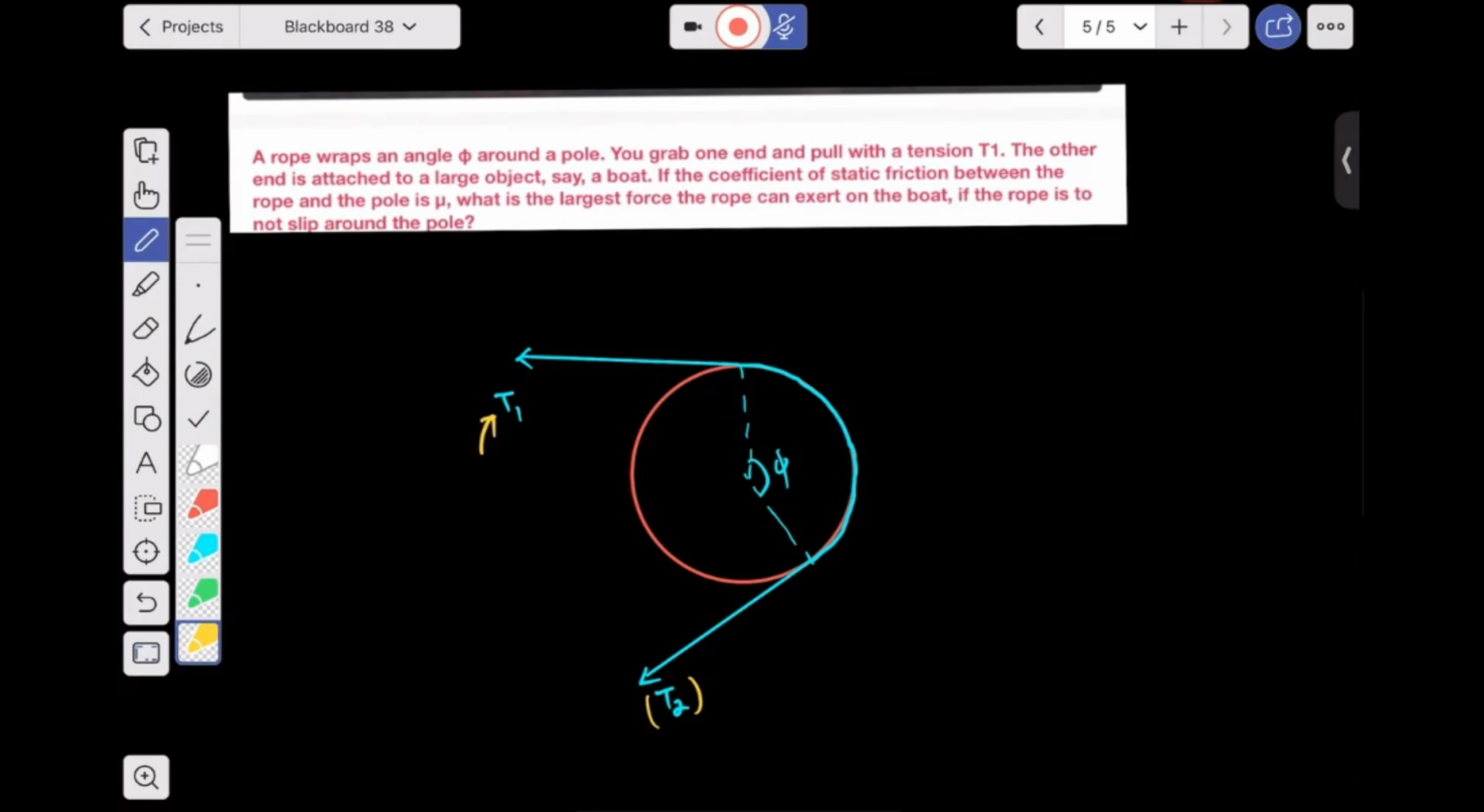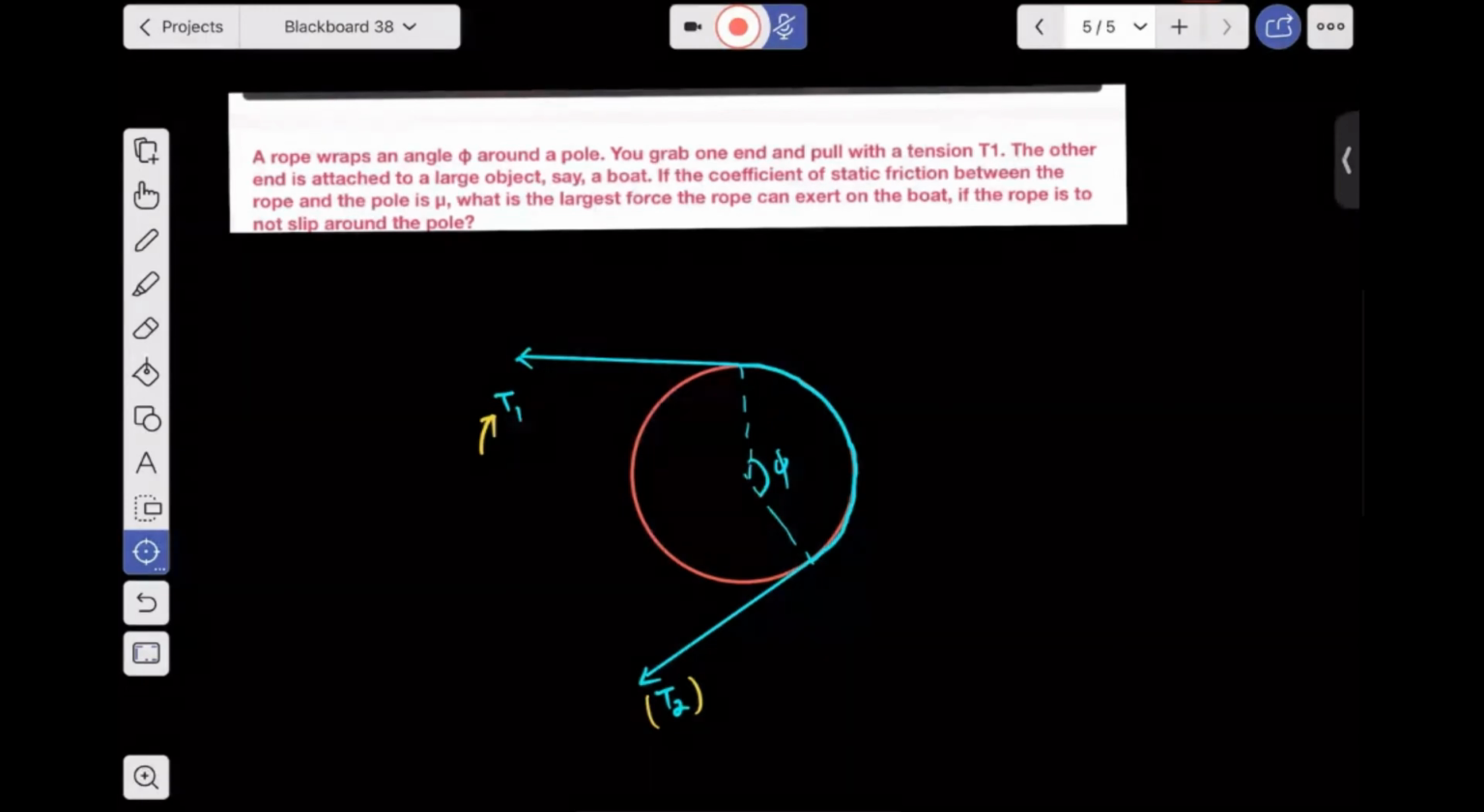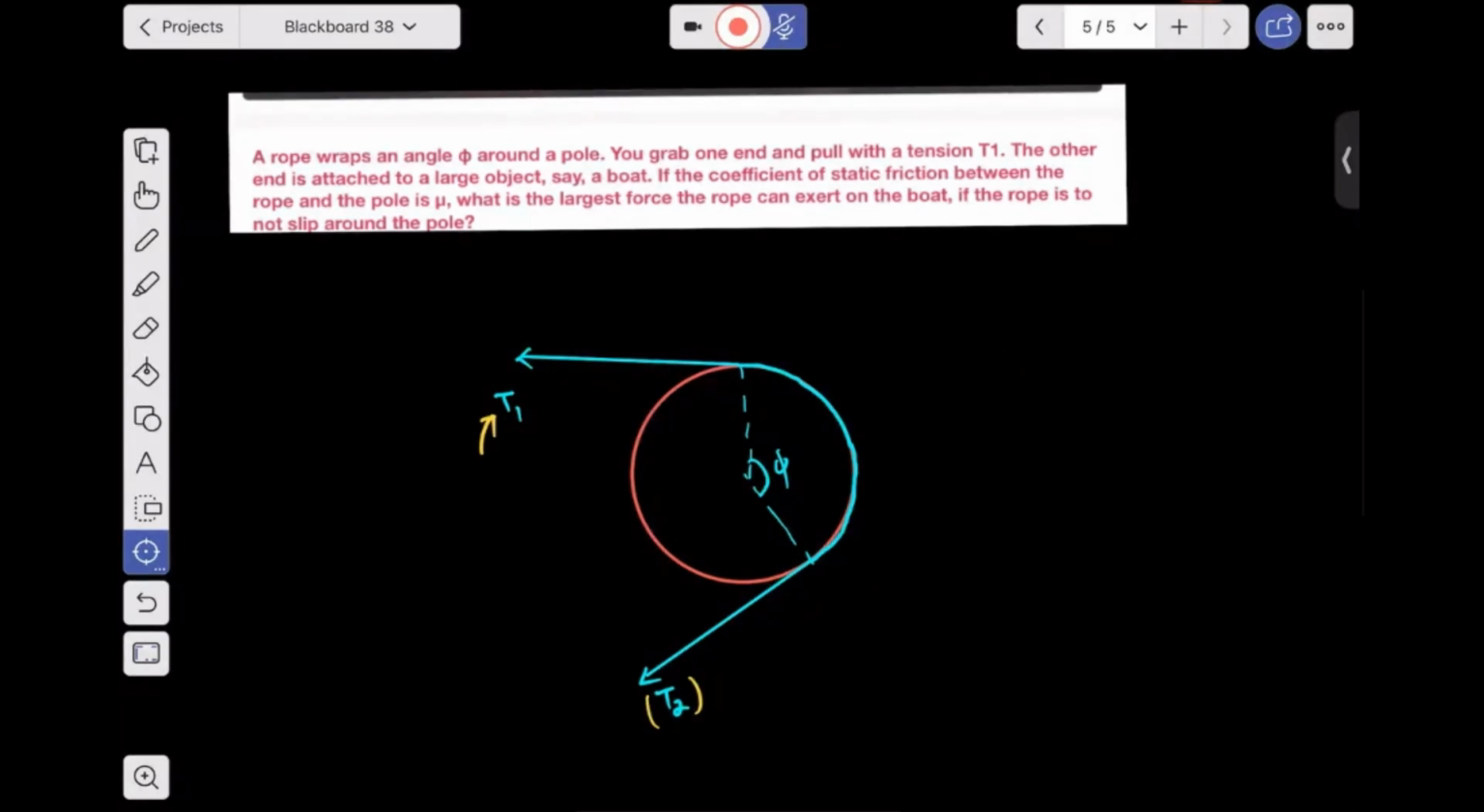So what they have done is, they will tie that rope 2, 3 rounds around that pole. We are not doing that. We are tying it over an angle phi, and we are pulling it with force T1, and we have to find what can be the maximum possible value of T2 for no slipping happening between the rope and the pole.